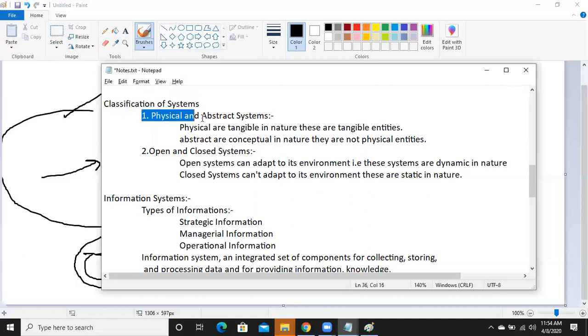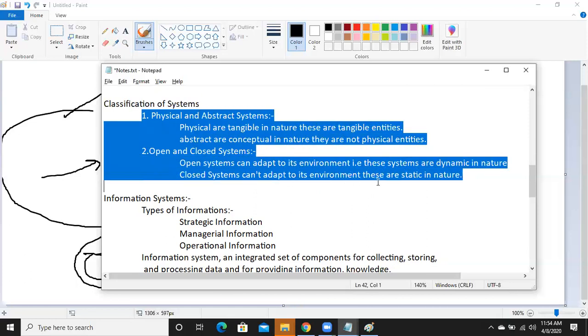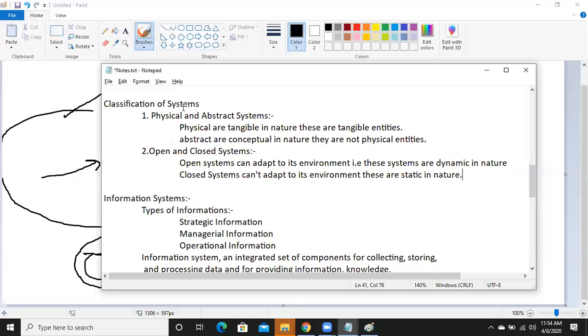So we have classified systems into these four systems. The physical system and the abstract system. The physical system, if I talk about, consists of those systems which actually exist, which are physically existing or tangible in nature. We can say the systems which we can touch are known as physical systems. Examples are your mobile phone, your laptop, your calculator, and embedded systems like an oven.